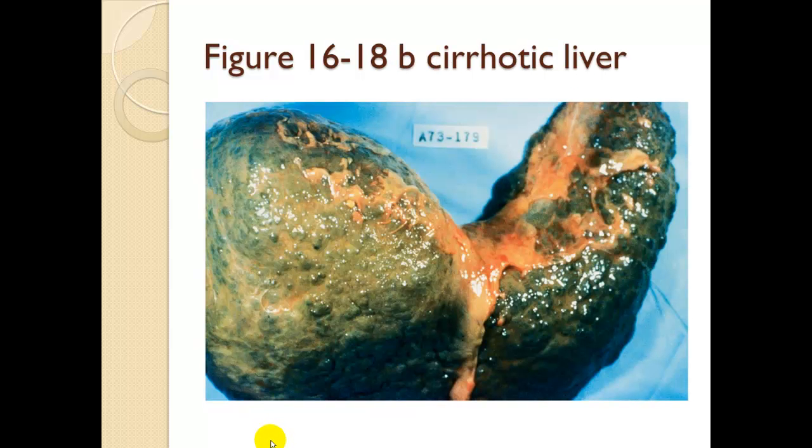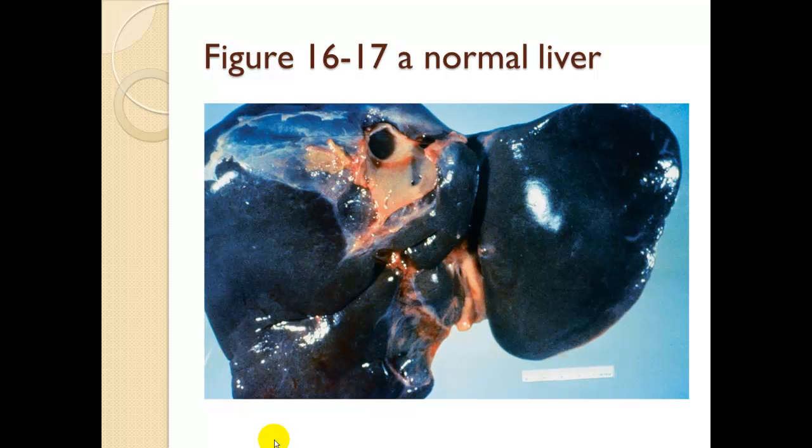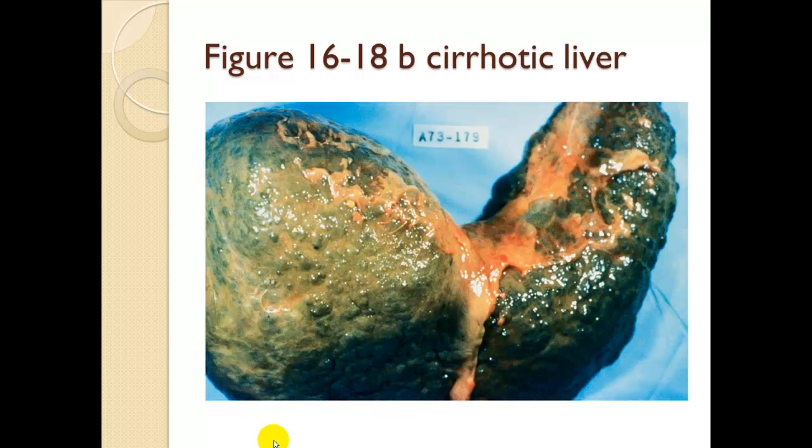And this is a picture, figure 1617, of a normal liver. And this is a cirrhotic liver. It doesn't take a rocket scientist to figure out the difference between those two. Nice, dark, and normal liver tissue. Big time abnormal liver tissue, or cirrhotic liver.